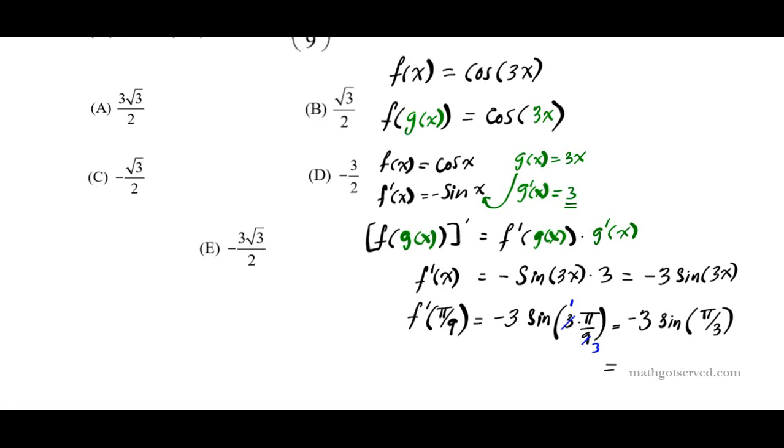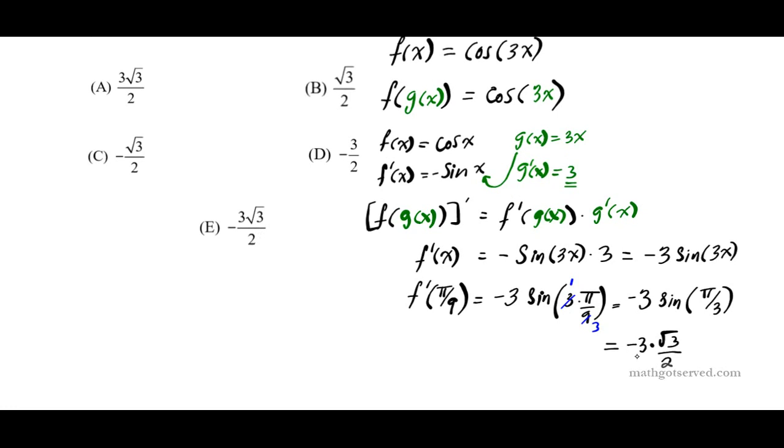All right, and then sine of pi over 3 is root 3 over 2. Don't forget that. And then you multiply. Negative 3 over 1 times root 3 over 2 is negative 3 root 3 over 2. Our correct answer is option letter E.